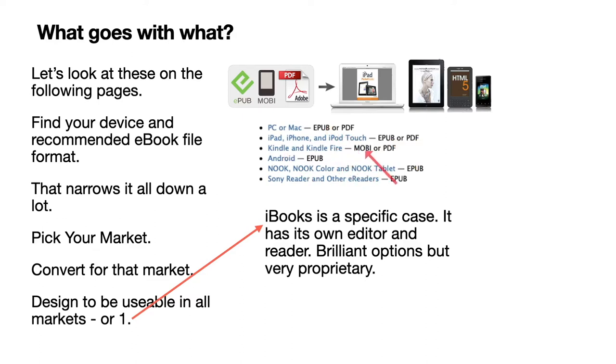Kindle and Kindle Fire, only Mobi or PDF. You can load a PDF book into your Kindle. You may not have thought you could, but you can. If you send it to KDP, maybe not. They've got their own rules. But if you have a Kindle, you can load it into Kindle. Android, ePub only. Nooks, ePub only. Sony readers, ePub only. Now I'm sure that narrows it all down a lot. So pick your market. You're going to try and cover all of them? You'll be there for a month. Convert for the market that you want and design to be usable in all markets or one.